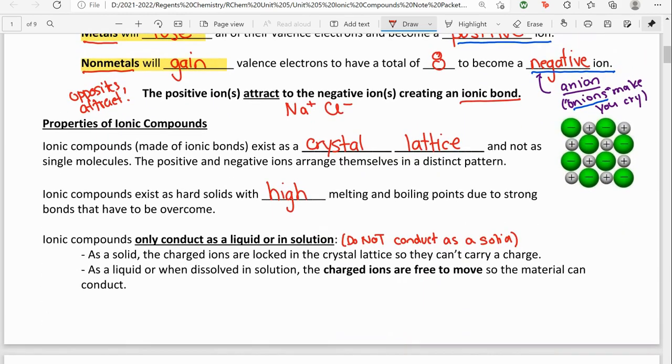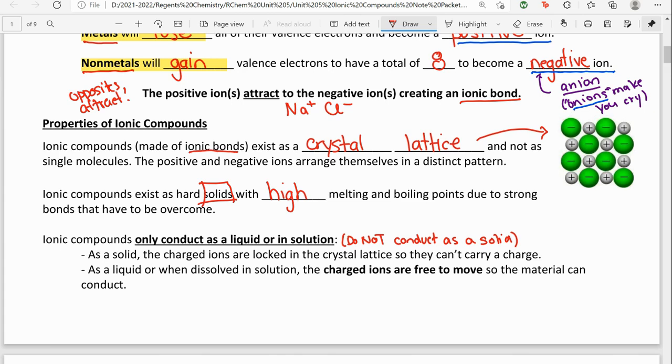All right, a little piece here on just properties of ionic compounds. So compounds that are made up of ionic bonds, that you need to know. Ionic compounds, which are made up of ionic bonds, exist as a crystal lattice, not as actual single molecules. The positive and negative ions arrange themselves into a distinct pattern, like you can see over here. Ionic compounds also are usually going to exist as solids at normal, like room temperature, conditions with high melting and boiling points. And that has to do with those strong ionic bonds that have to be overcome in order to melt or boil. So, ionic compounds you're usually going to find in the solid state.